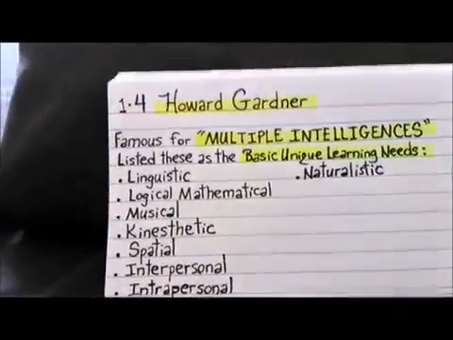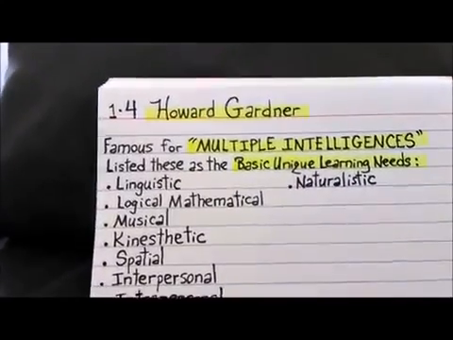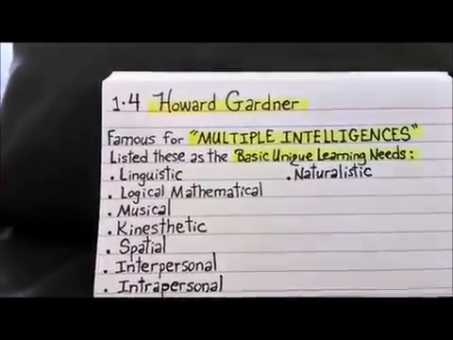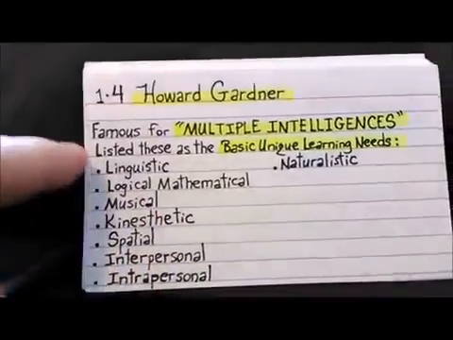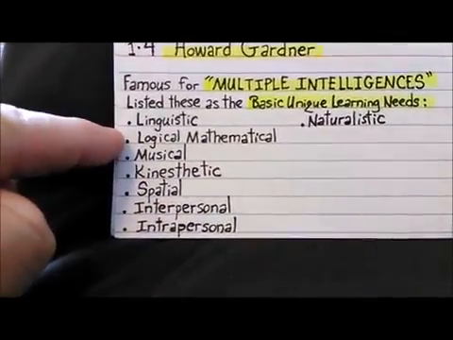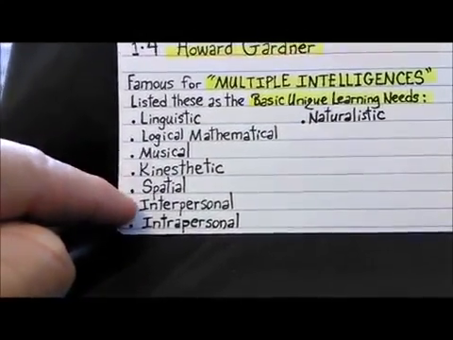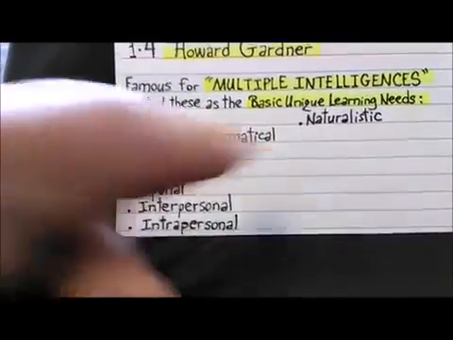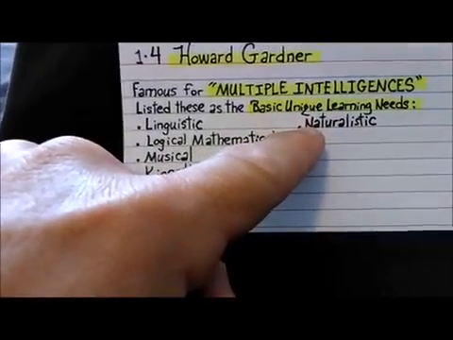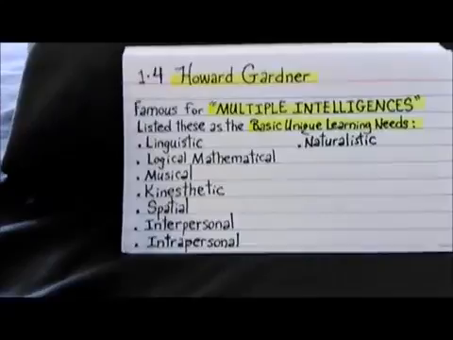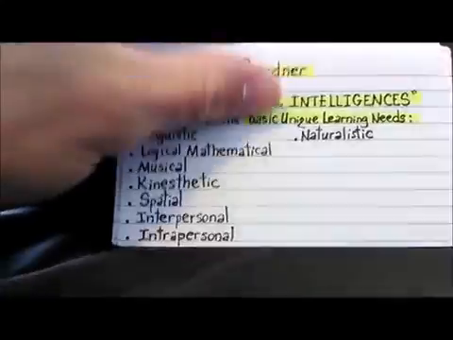Howard Gardner, and he has to do with multiple intelligences. He's famous for that. He listed these as the basic, unique learning needs. First one, we got linguistic, logical, mathematical, musical, kinesthetic, spatial, interpersonal, intrapersonal, and naturalistic. So there's 1, 2, 3, 4, 5, 6, 7, 8. I thought it was 10, but it's actually 8. Well, he's famous for multiple intelligences.